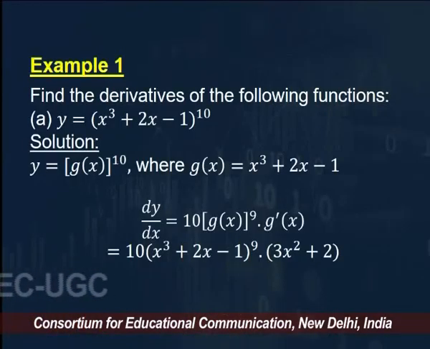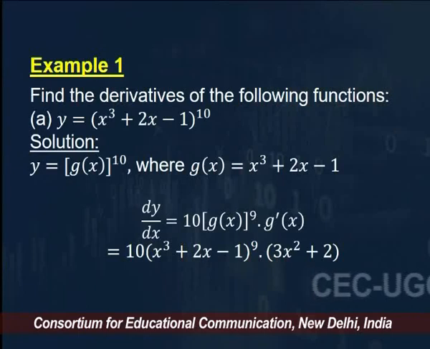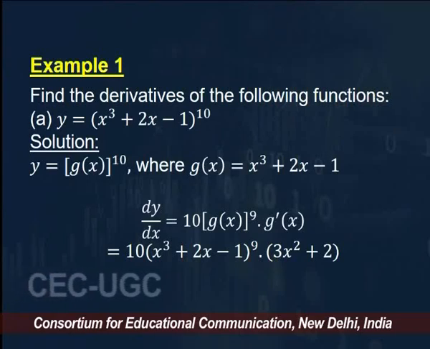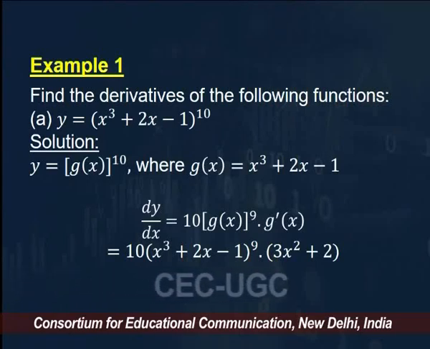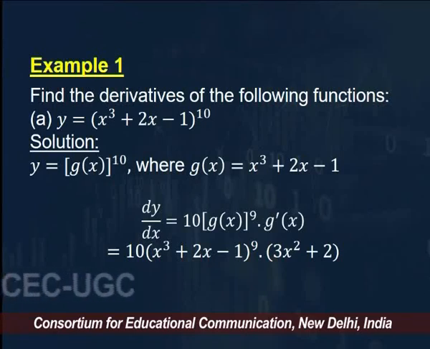Let us also look at some examples relating to the derivatives of certain functions where we can use the generalized power rule. So our first function here is given by y equal to x cubed plus 2x minus 1, to the power 10. If you have done this in school, you can actually just do this directly. But otherwise, if you want to specify things very clearly using the generalized power rule that we've just developed, then you can write y as g of x to the power 10, where g of x is equal to x cubed plus 2x minus 1.